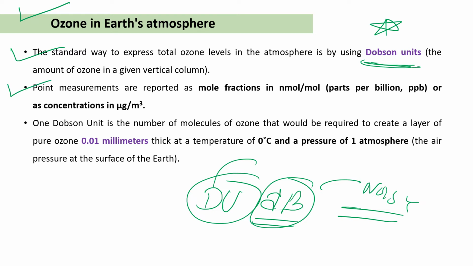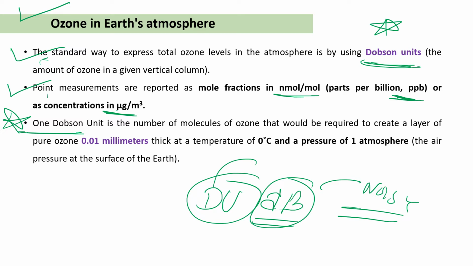Some other units for ozone concentration measurement are mm, nanomole per mole, okay, we can say these are ppb, and microgram per cubic meter. When we are measuring the ozone concentration at a specific point, then generally we use this type of unit, like microgram per cubic meter, ppb. So what is one Dobson? Very important.